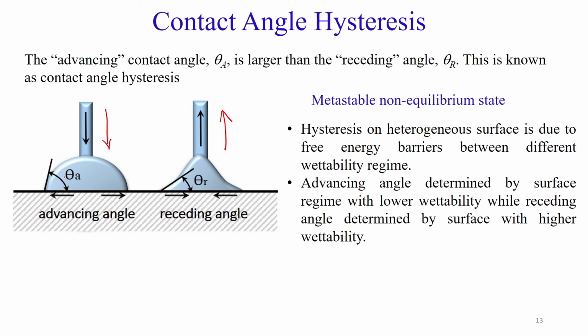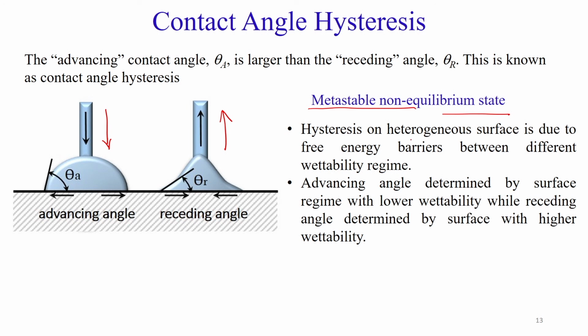So, here if you are putting the drop, the contact angle is theta a, that is called the advancing contact angle. If you are pulling the liquid out from here, the contact angle is called the receding contact angle. And because both are not the same, typically the advancing contact angle is higher than the receding contact angle. It says this system, or the solid liquid interaction, is not in equilibrium, that is why it is called the metastable non equilibrium state.